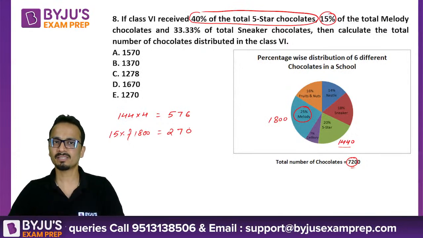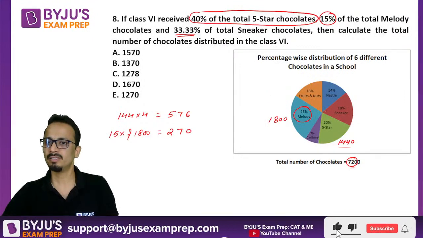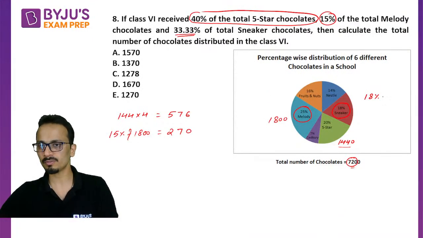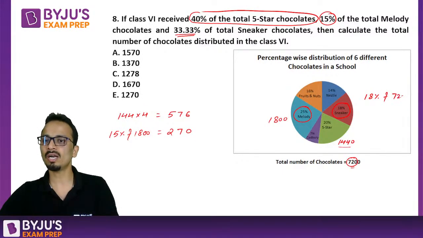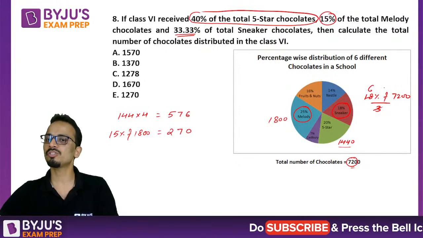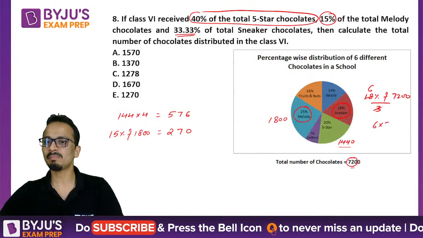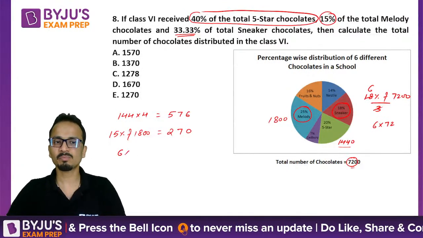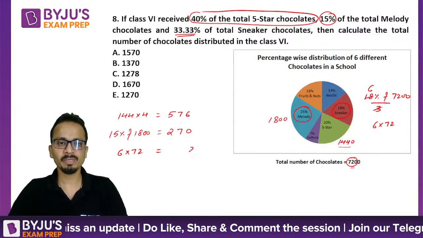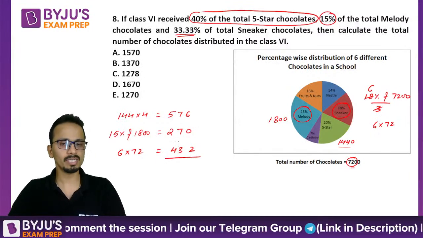Next, Snickers. Now Snickers is 33%. Now 33% is 1/3. So 1/3 of total Snickers. Snickers is 18% of 7200. इसका 1/3 करना है. So it will become 6% of 7200. Okay, so that will be 6 multiplied by 72. So 6 multiplied by 72 will be the number of Snickers. So it will be 432.